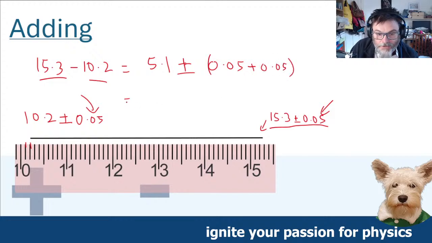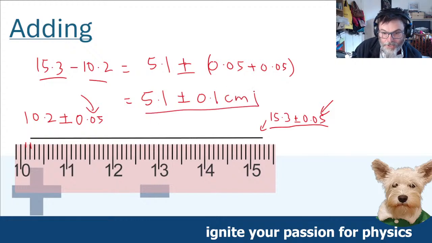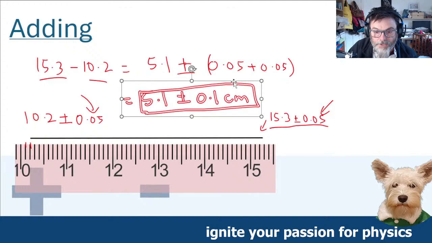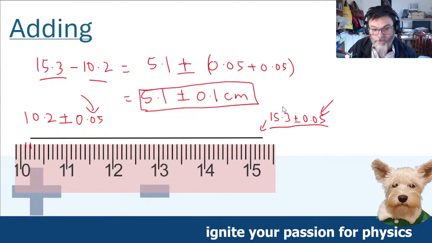So in other words, the value is 5.1 plus or minus 0.1 centimeters, and that's your first calculation in a way, or at least the first one with me, I suppose I should say, this afternoon doing this little live stream. So 5.1 plus or minus 0.1 centimeters.